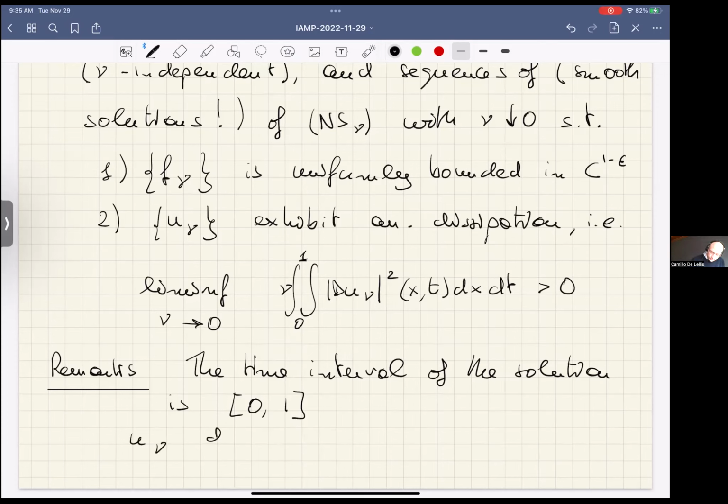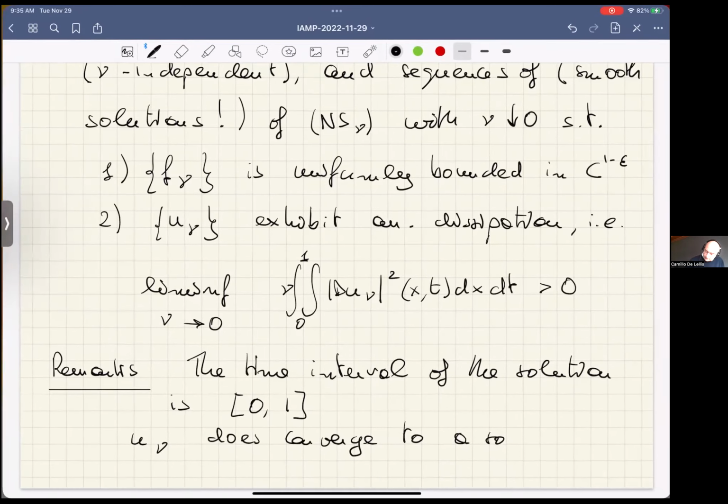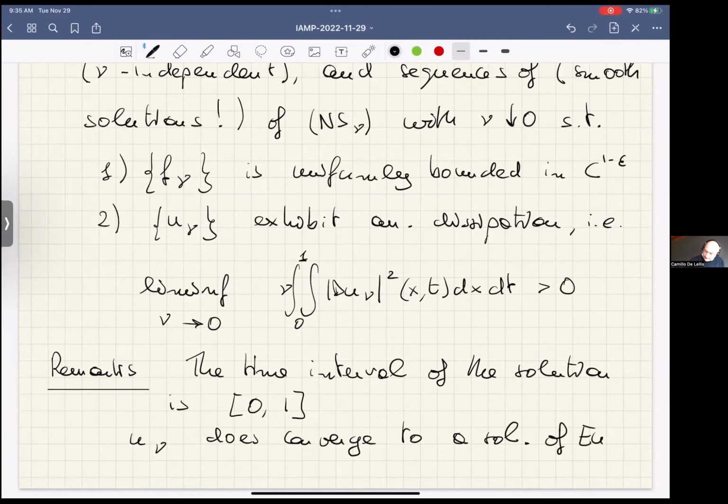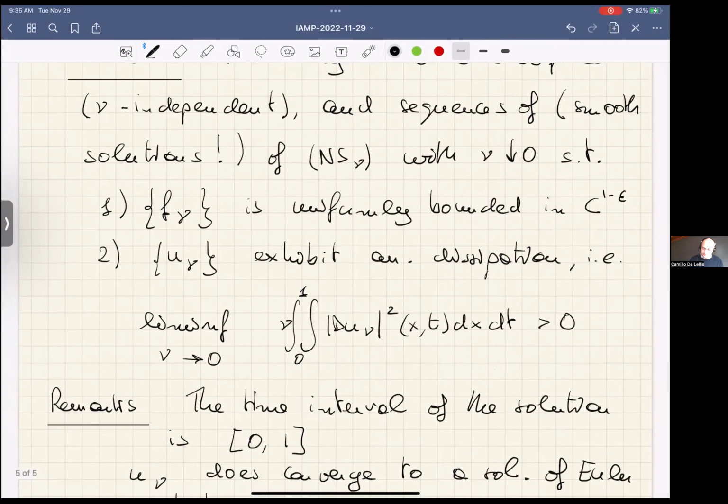So U does converge to a solution of Euler, and probably it converges better than what we're proving, but what we can prove is actually not exactly what we would expect. Okay, let me not be too precise on that.